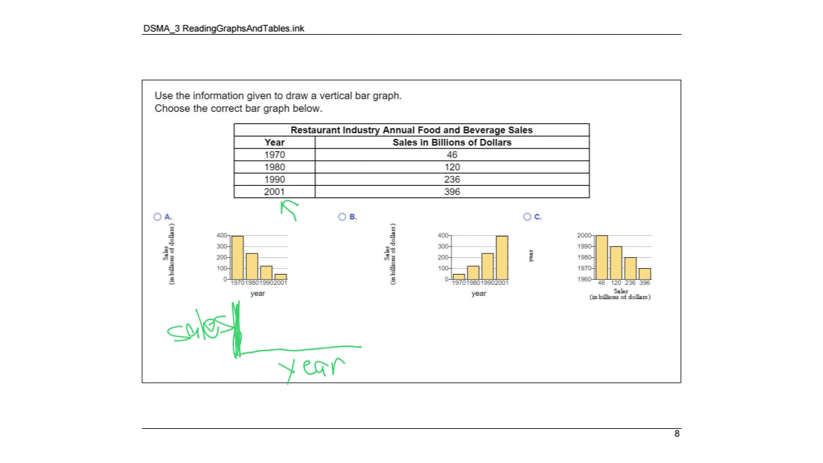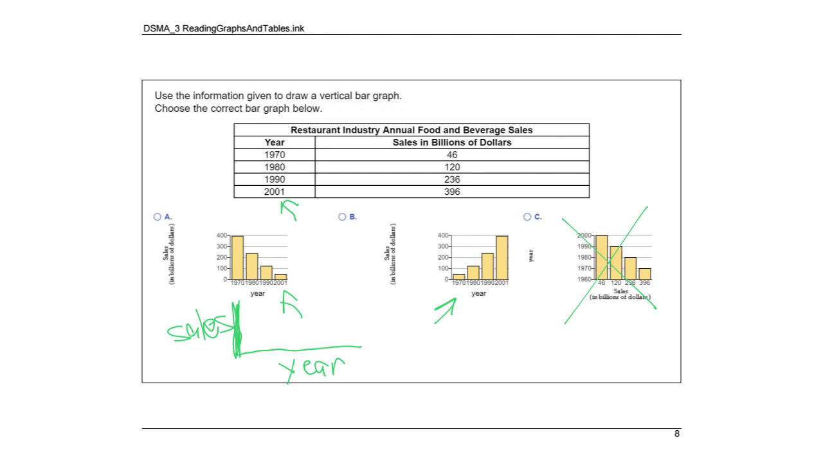Okay, so we need to have years along the bottom, 1970, 1980, 1990, 2001. So A has that, right? B has that. Now C doesn't. C has it flip-flopped, so we don't want C. We don't want the years on the y-axis. Okay, now we need to look at our sales.